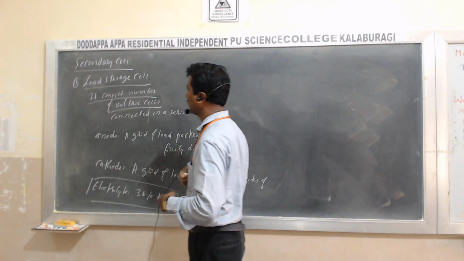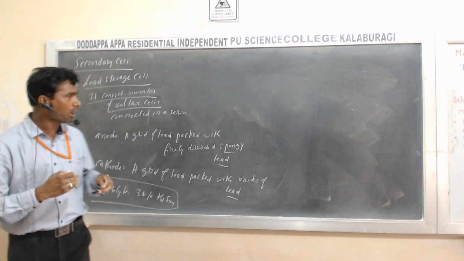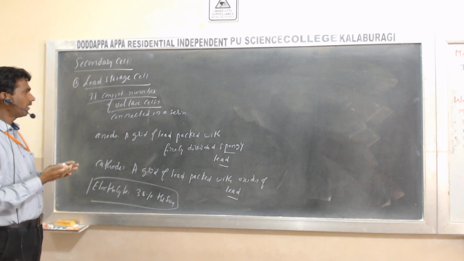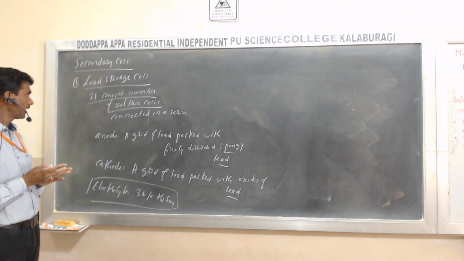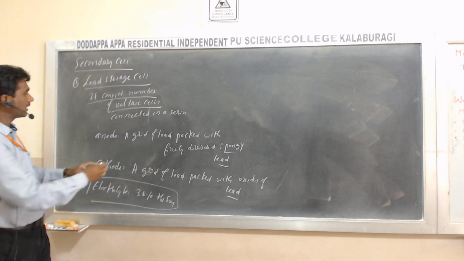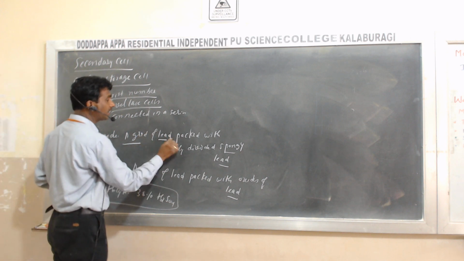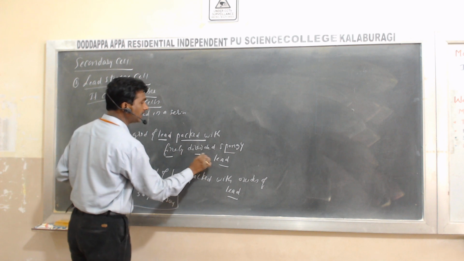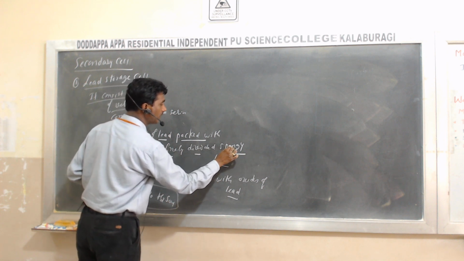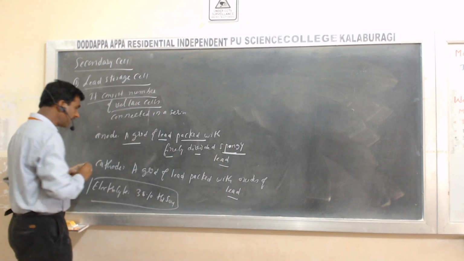First you have to write that the lead storage battery consists of a large number of voltaic cells connected in series. The lead storage battery mainly contains a grid of lead packed with finely divided spongy lead. It acts as an anode.